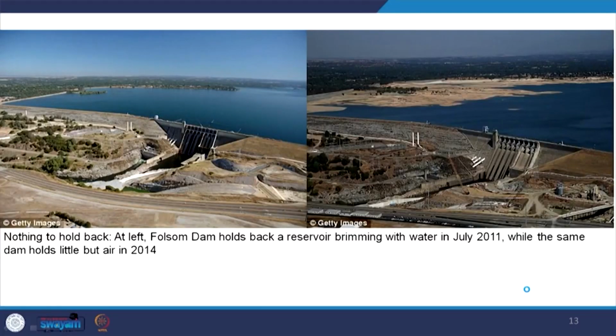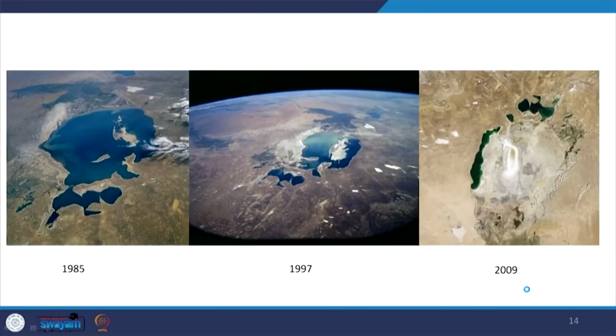This is the image of Folsom Dam in 2011 and in 2014. We can see huge areas being inundated initially in 2011, and they are gradually revealed towards 2014 when the water levels have shrunk, declined. This particular image is of the Aral Sea, which is an inland sea.